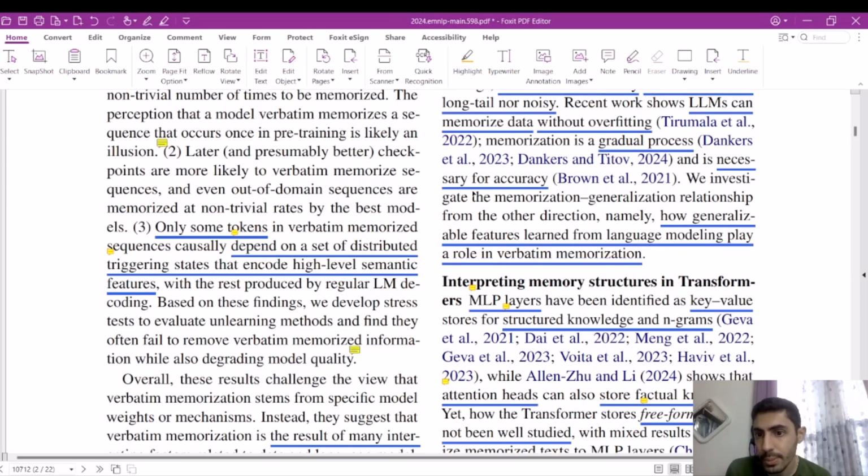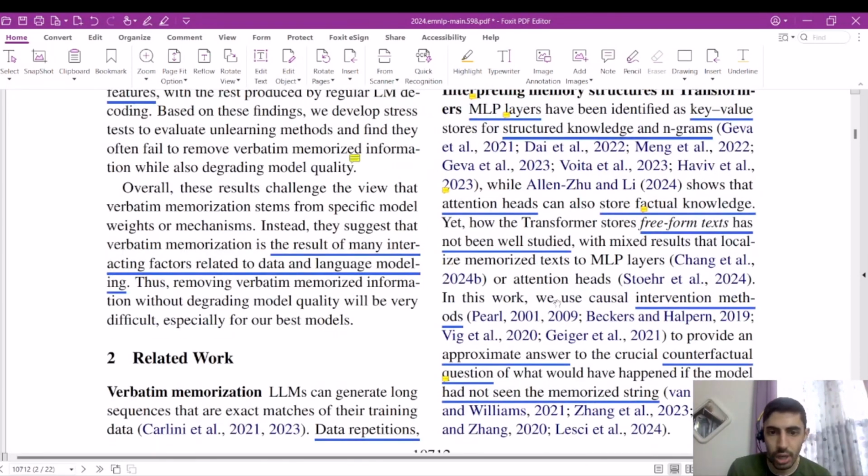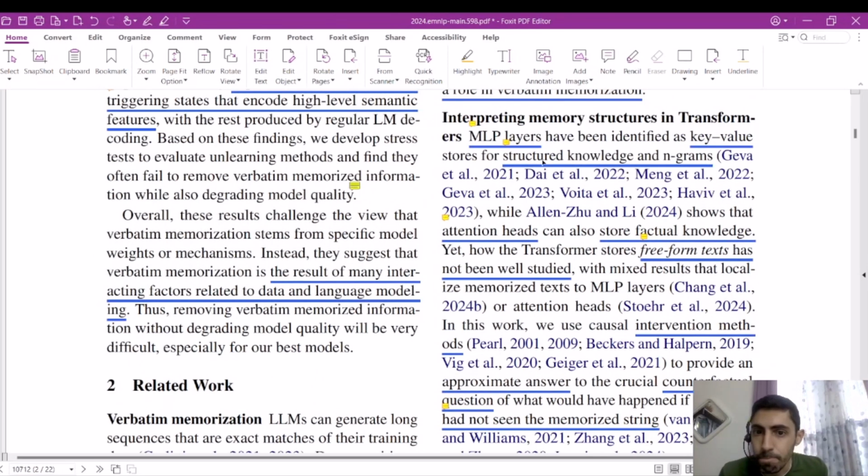So where were we? Investigate the memorization and generalization relations from the other direction, namely how generalizable features learned from language modeling play a role in verbatim memorization. So let's complete these sections and continue the next sections another time. It says interpreting memory structure in a transformer.